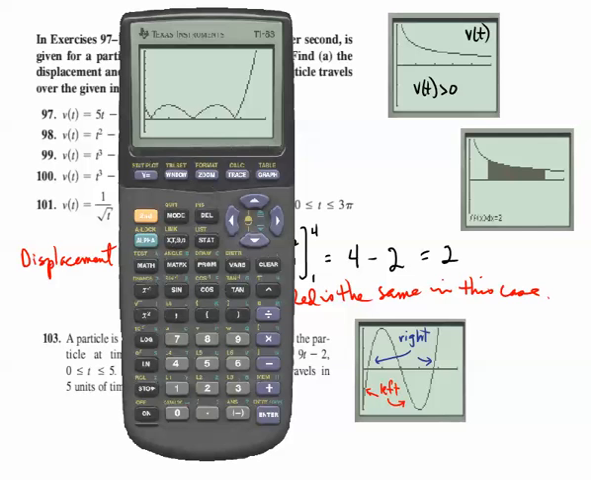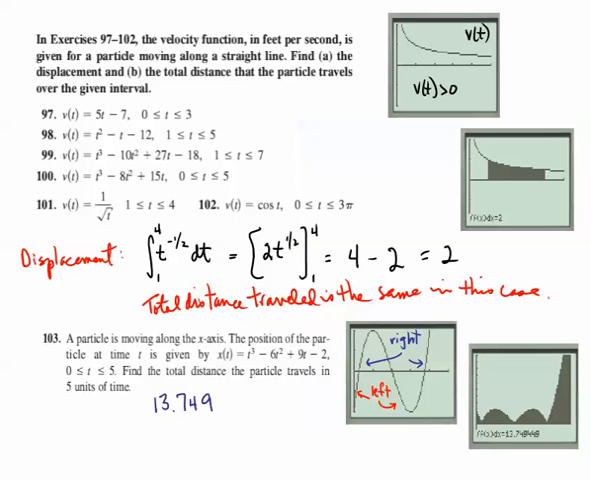So we're simply going to take the integral here, from 0 through 5, and the area between the curve and the x-axis is going to give us the total distance traveled, converting all of the segments at which we're traveling to the left to positive distance values. And so we end up with 13.749.